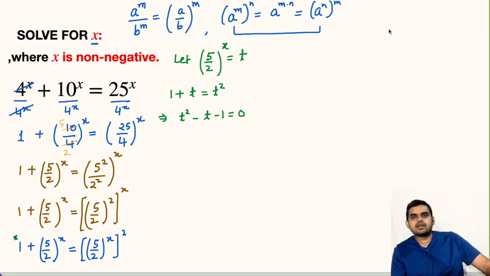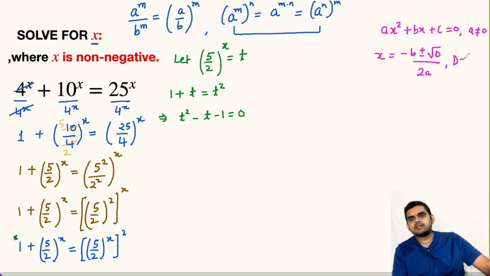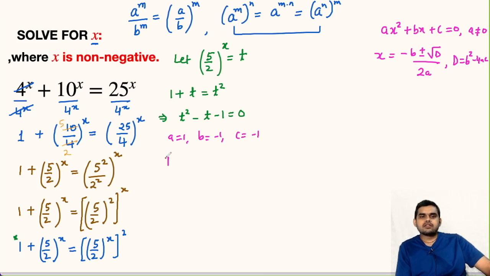So let me recall the quadratic formula. It says that if you have a quadratic equation, ax square plus bx plus c is equal to 0, where a not equal to 0, then x is given by negative b plus minus square root of d divided by 2 times a, where d is the discriminant, which is equal to b square minus 4ac. So here a will be 1, b will be negative 1 and c will also be negative 1. So discriminant d will be b square, that is minus 1 square, minus 4 times a is 1 times c is negative 1. So this will be 1 plus 4 is equal to 5.